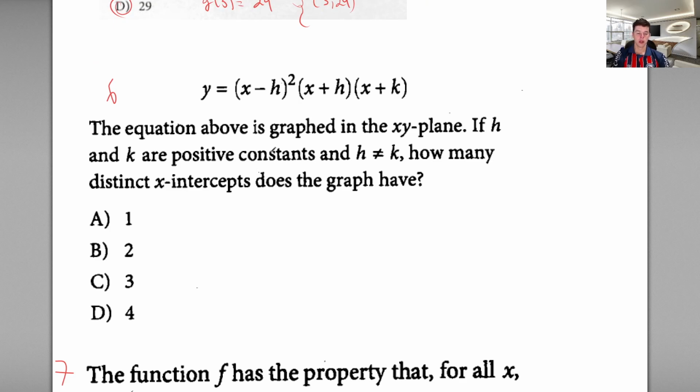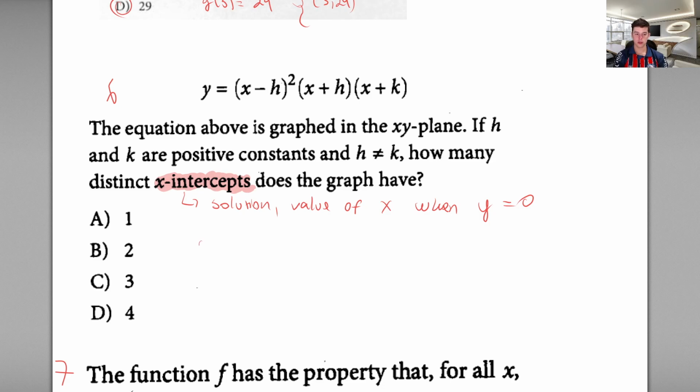Okay, 6. The equation above is graphed in the xy plane. If h and k are positive constants and h is different from k, how many distinct x-intercepts does the graph have? Okay, so they want the number of different x-intercepts. So the same one counts as just one. So x-intercept, that is aka the solution or value of x when y equals 0. So y has got to be 0.